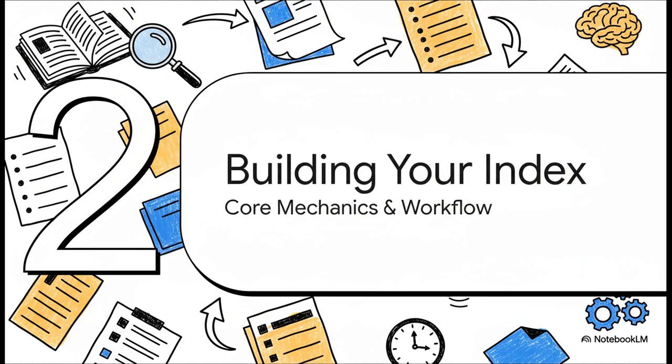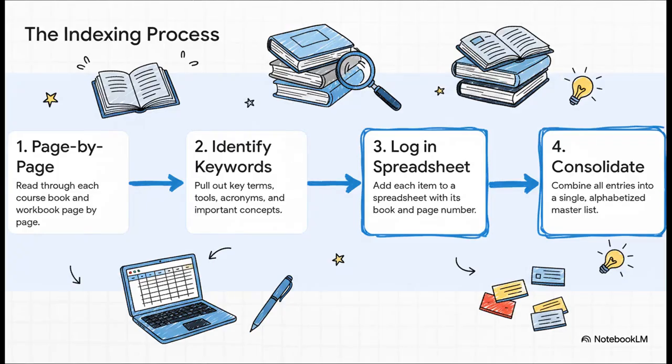Okay, let's get into the nitty-gritty. We're going to walk through the core mechanics of how you actually create your index, and this process works no matter which final format you end up choosing. It really just boils down to 4 simple steps. 1, you're going to go through your books page by page, no shortcuts. 2, as you read, you'll identify all the key terms, tools, and concepts. 3, you log every single one in a simple spreadsheet. And 4, once you're all done, you just consolidate and alphabetize everything into one master list.